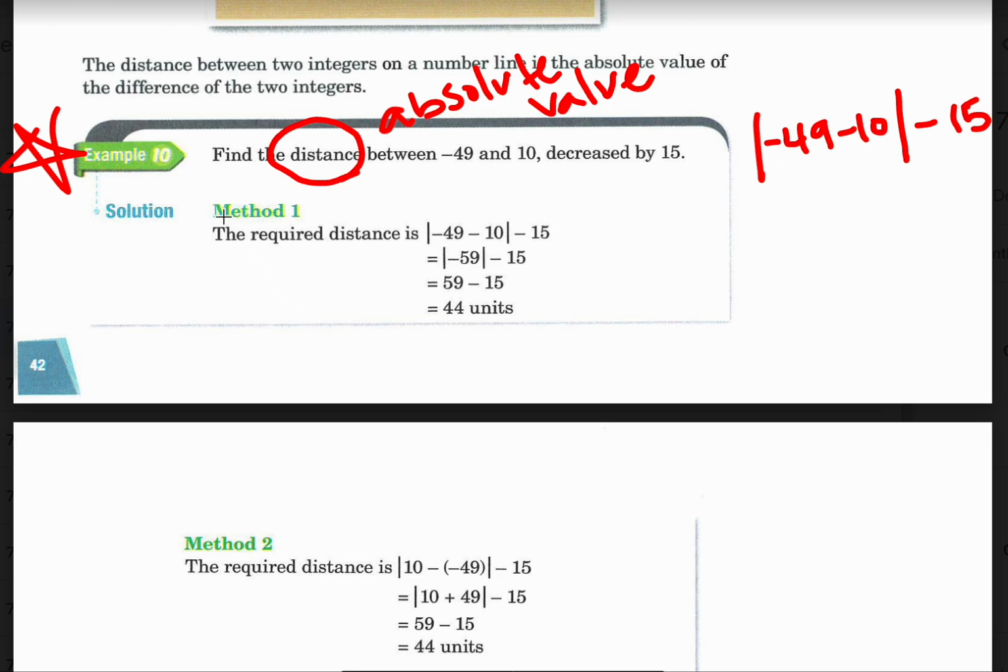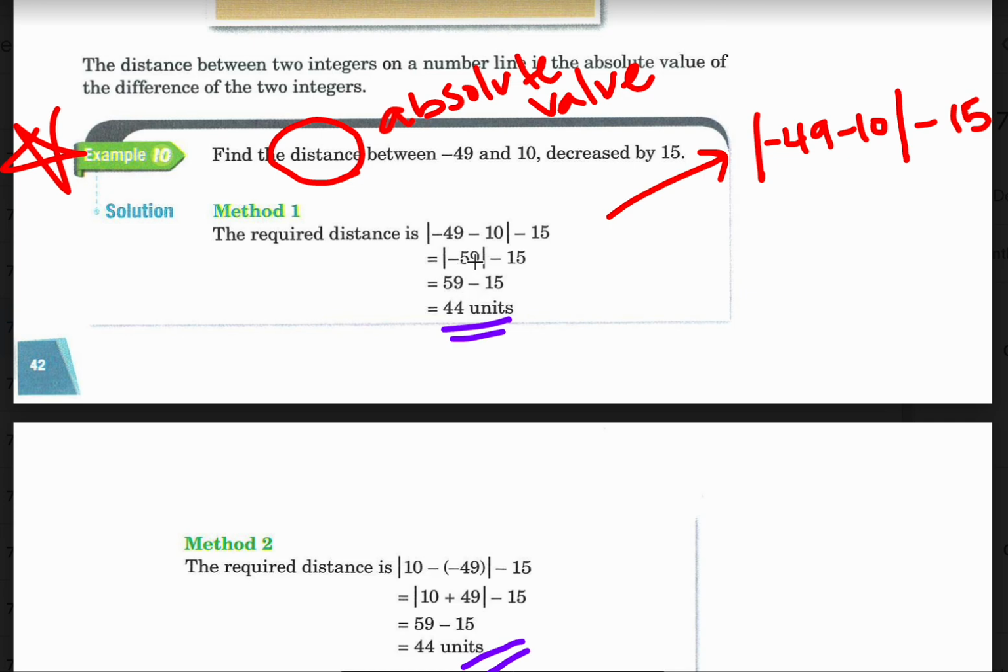So they're basically saying here that there's two ways you could do it. One person could do exactly what I did, negative 49 minus 10 inside absolute value brackets, minus 15, or another person could switch it up. They could say, hey, I want to put the positive number first, 10 minus negative 49 inside the absolute value brackets, minus 15. Both people would get the same answer. They would both get 44 units. Why? Because like we said above, if you're subtracting inside absolute value brackets, it doesn't matter. You're still going to get the same answer.